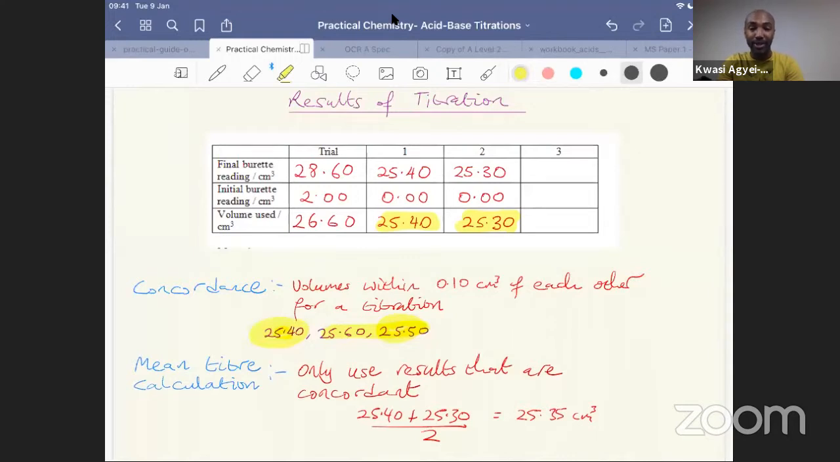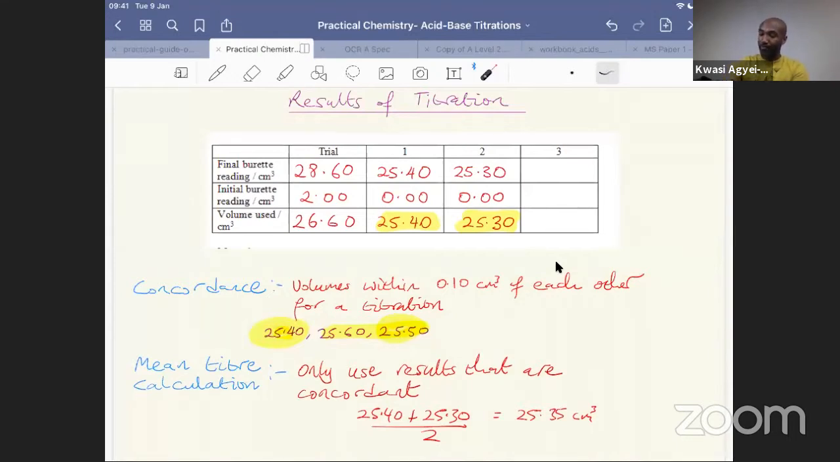Okay, so at this point, I'm going to check to see if there are any questions, and if there are, I will continue with our work. Okay, so no questions, and we've just looked at how to calculate the mean titre value. And again, before we move on, to point out that all of your volumes must be to 2 decimal places ending in a 0 or a 5, because your burette can measure to 0.05 centimeters cubed, which is the volume of 1 drop of solution from the burette.